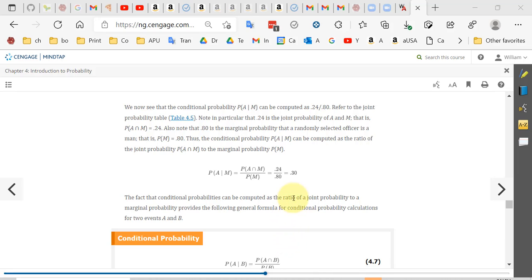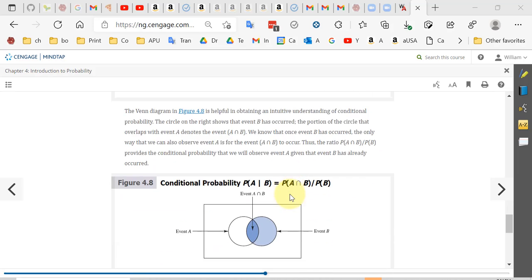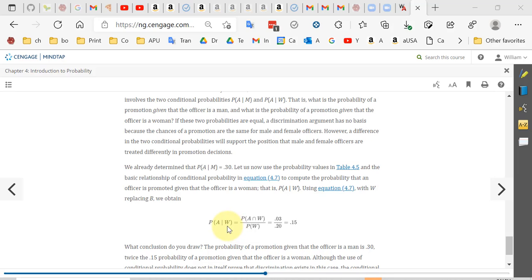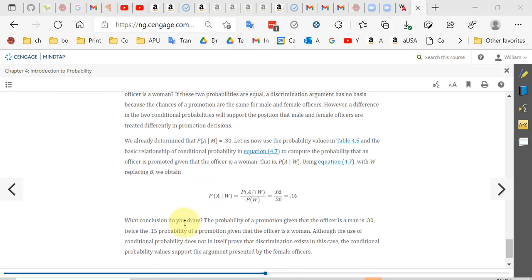So, because this is a 30% chance of being promoted given that you're male, and only a 15% chance of being promoted if you're a woman, what conclusion do you draw? The probability of a promotion given that the officer is a man is 30%, twice the 15% for a woman. Although the use of conditional probability does not in itself prove that discrimination exists in this case, the conditional probability value supports the argument presented by the female officers.